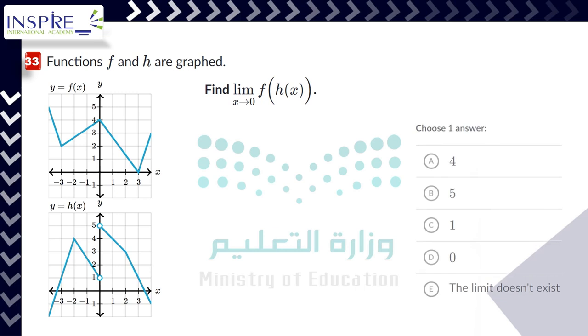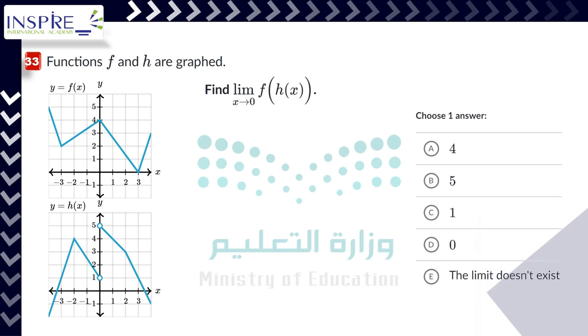Functions f and h are graphed. Okay, this is f, this is h. I need the composition of the function as x approaches 0. I will start with h. Where is h? This one. Start with the number 0 and get it from the left side and then from the right side. Okay, let's do it. This is 0. Make your line. Get it from the left side. Trace the function. It's 1.